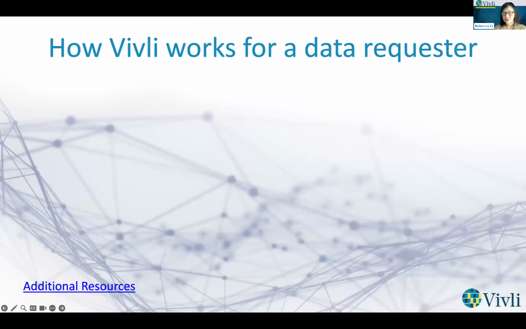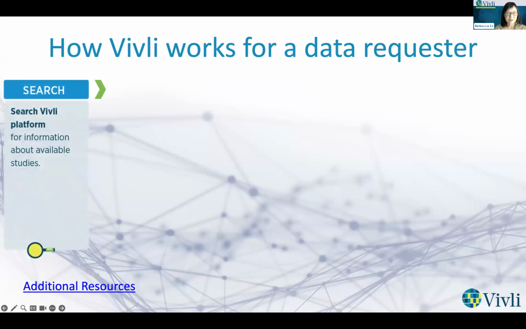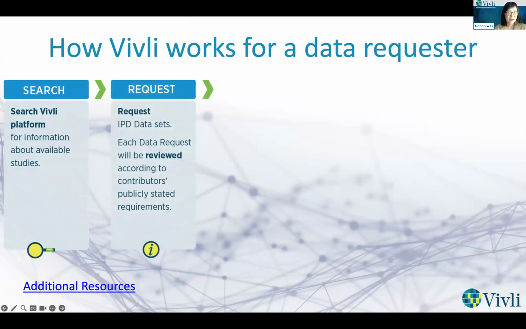So how this actually works for requesters, let me just step through this very quickly. Someone would come and do a search on the platform for an area of interest. For example, let's say it's breast cancer, and request the individual participant level data that you're interested in. Each proposal is reviewed according to a contributor's publicly stated requirements. You can find them directly on the website.